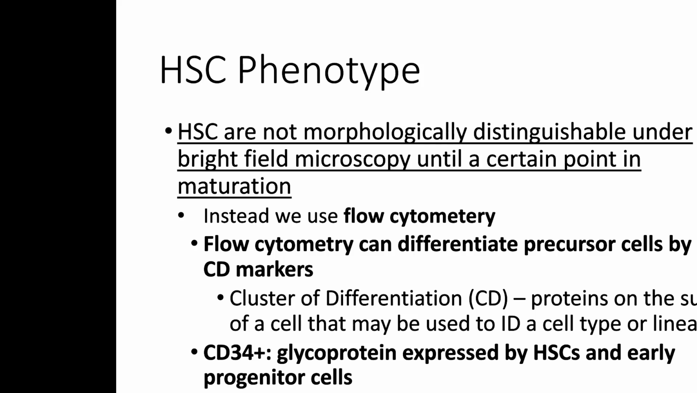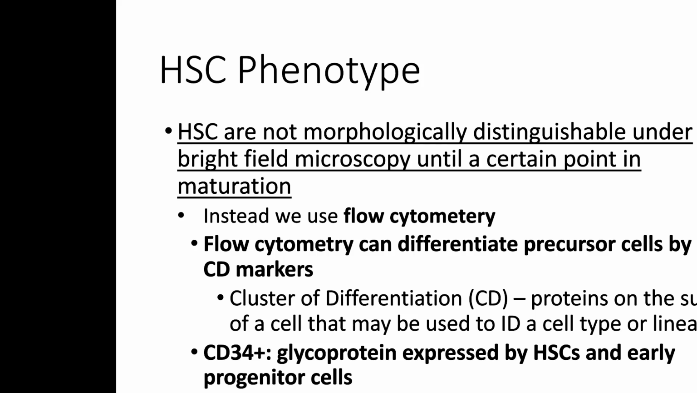Again, we humans are, surprisingly, not very good at telling stem cells apart from one another because we don't have microscope eyes. They'll just always look like big cells with giant nuclei in them. So the smarter thing to do is to use flow cytometry. By using flow cytometry, we can differentiate those precursor cells via CD markers. Their full name is cluster of differentiation, but basically it just means the proteins that are found on the surface.